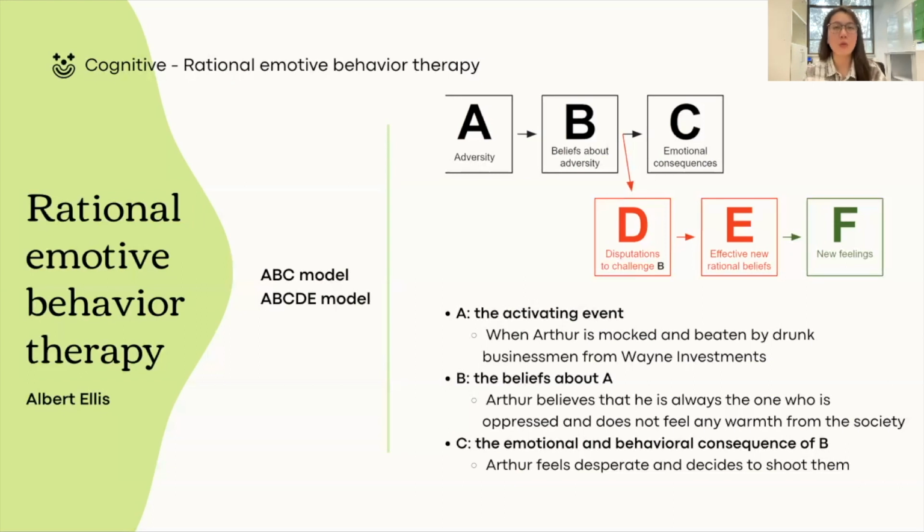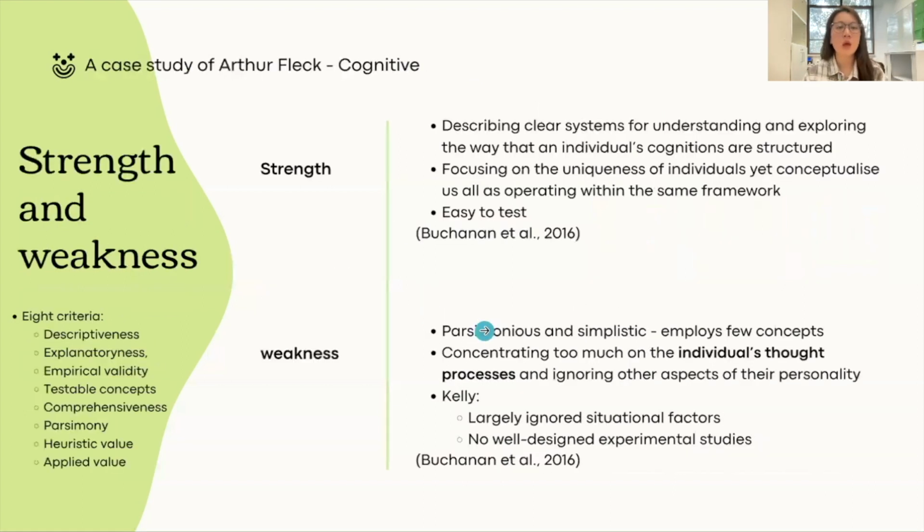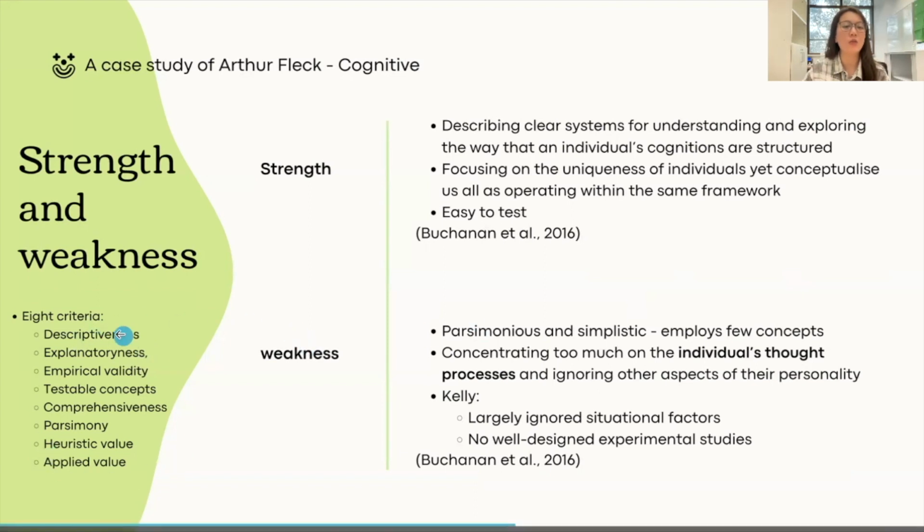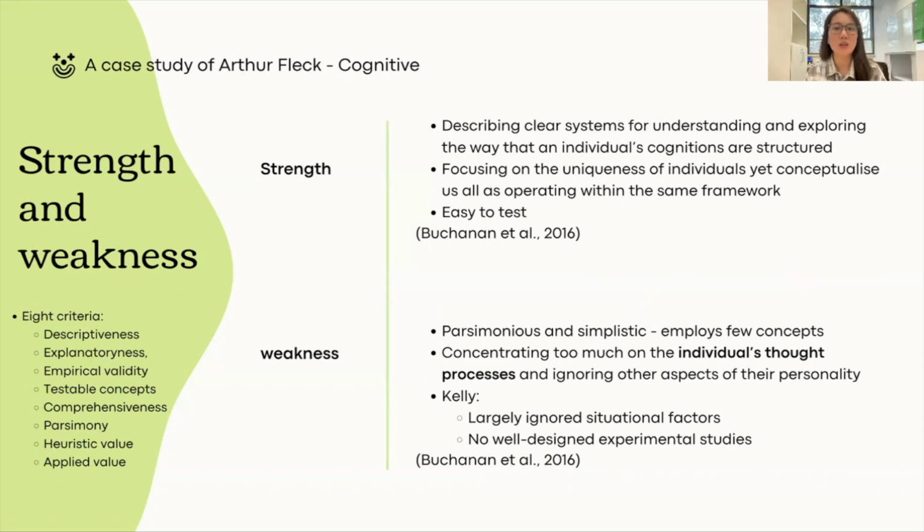Also, in therapy, the model extends to D and E. D is for disputing our irrational beliefs, and E is for the effects, the thoughts, feelings, and behaviors that are more rational. All right, so the above is a rough summary of these two theories, and we then conclude with a quick summary of the strengths and weaknesses of the whole cognitive theory. In principle, we should adopt eight criteria, which are shown here, to evaluate the theory. But due to the time limitation, I've summarized a couple of key points.